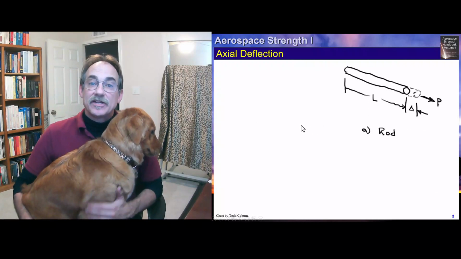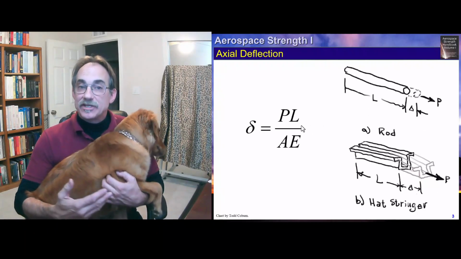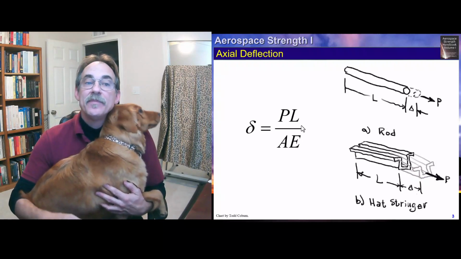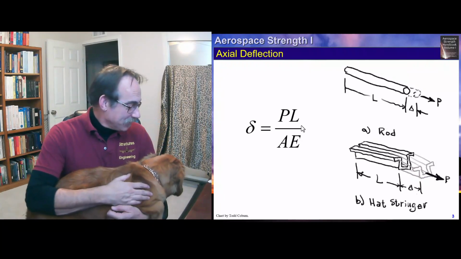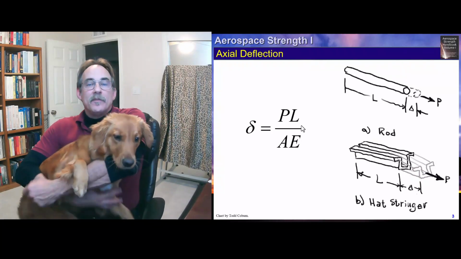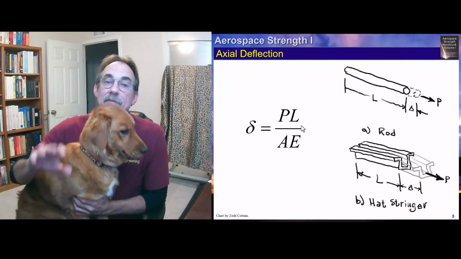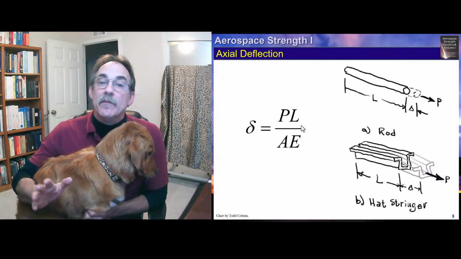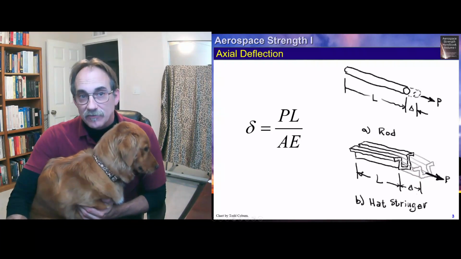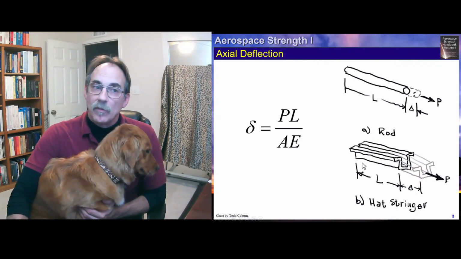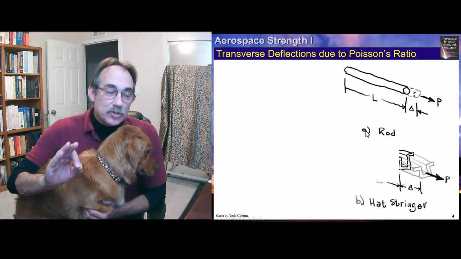Next one is deflections, axial deflections. This is related to our axial strain that we covered last time. And the equation is PL over AE. Force times the original length divided by the cross-sectional area and the modulus of elasticity. This is how we can calculate the axial deflections. Critical formula. Next one is a little trickier.